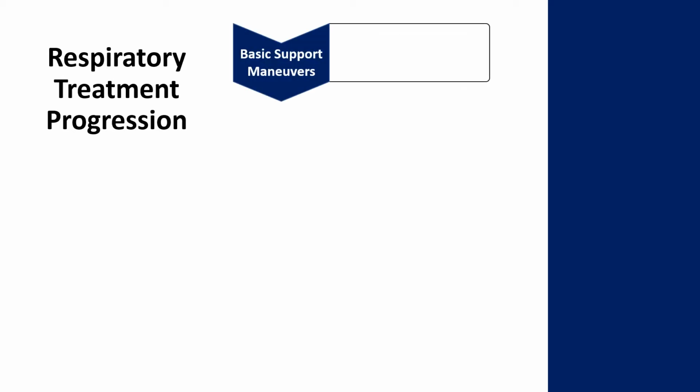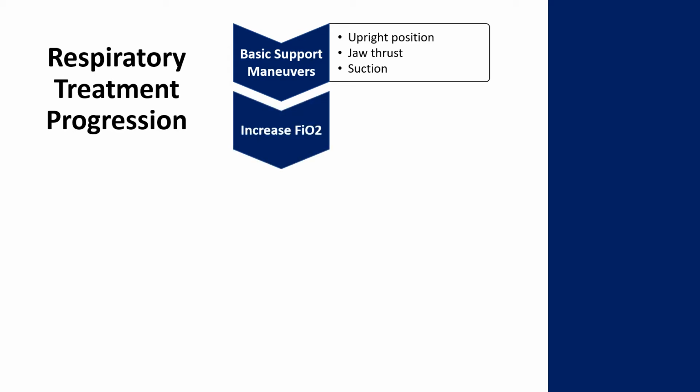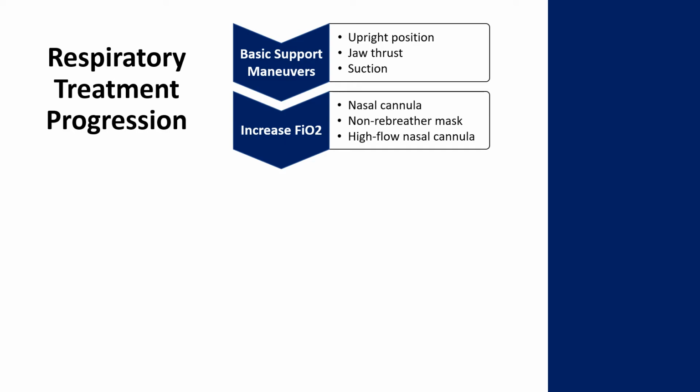There are many different treatments for problems with oxygenation and ventilation, but there are some that are just universally applicable when you have a patient in obvious respiratory distress. So let's go over them. You can start with basic support maneuvers, which mostly refers to moving the patient to an upright position, using a jaw thrust to open their airway, or using suction to clear their airway. You can increase the amount of FiO2 that's in the environment using a device like a nasal cannula or a non-rebreather mask, or maybe a high-flow nasal cannula if you have that available.